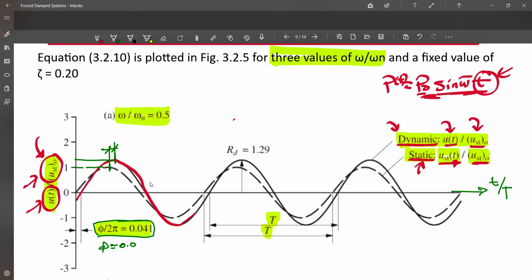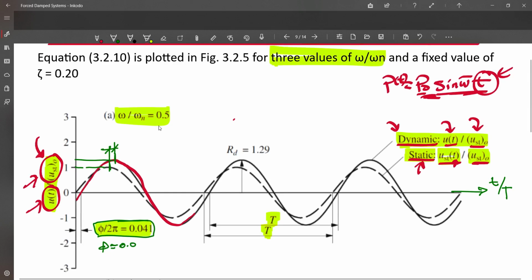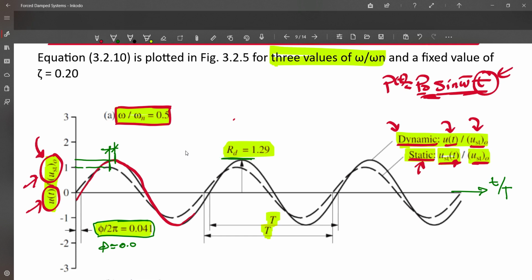Let's see, remember we are talking about R_d and the phase angle. When we put omega over omega n equal to half, we found that for the first case, R_d is going to be 1.29. What is the meaning of this? Remember, R_d is on the horizontal axis. This is the maximum value we're talking about here. 1.29 means the dynamic response is higher than the static response by 29%. That's the meaning. This means there is dynamic amplification of our response because of the dynamic response of the system. So this is the case where omega over omega n equals 0.5.